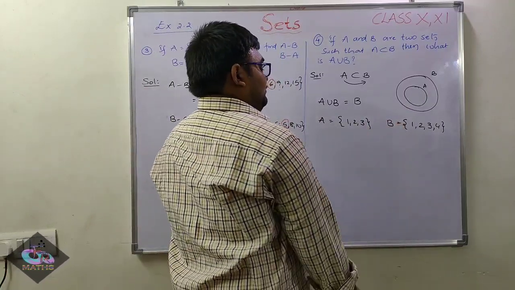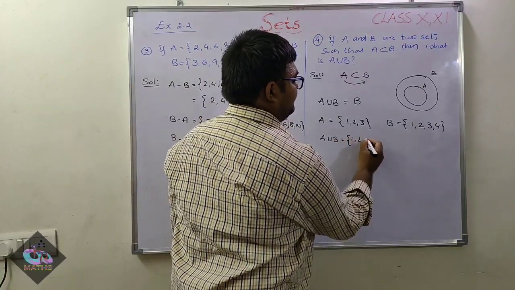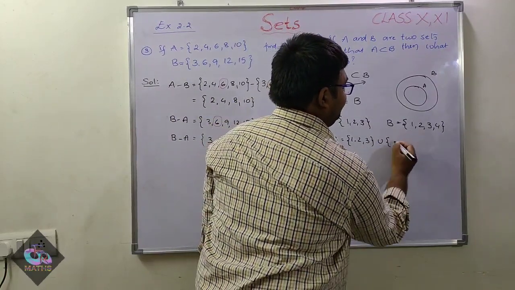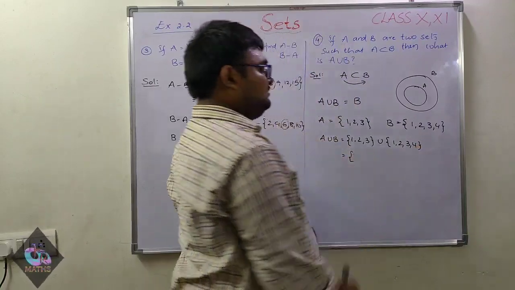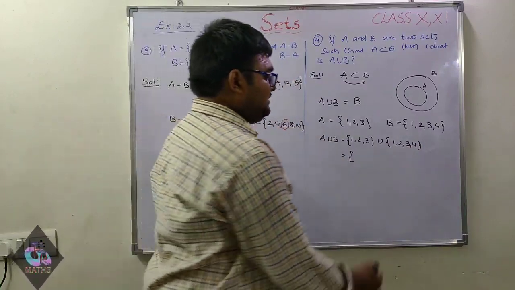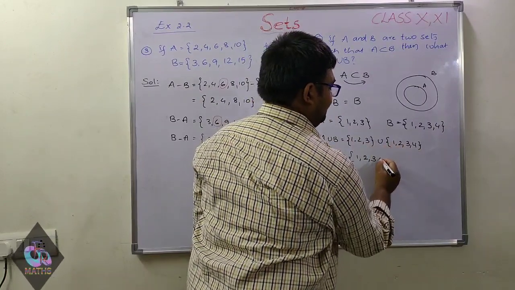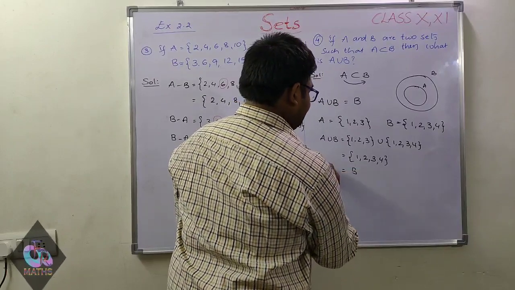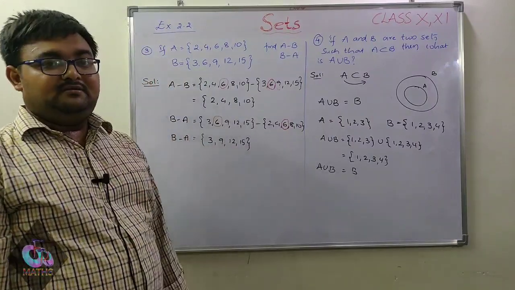Now, what is he asking? A union B. A union B means set A union set B. What is set B here? 1, 2, 3, 4. If we take the union, if you have the same elements, you need to write them only once. Then what will you get? 1, 2, 3 and 4. So what is the set 1, 2, 3, 4? It is nothing but B. So from this, what can I say? A union B is equal to B.